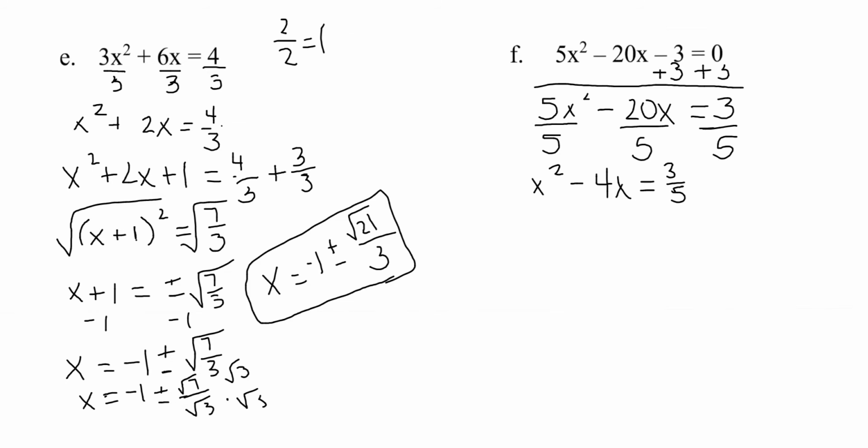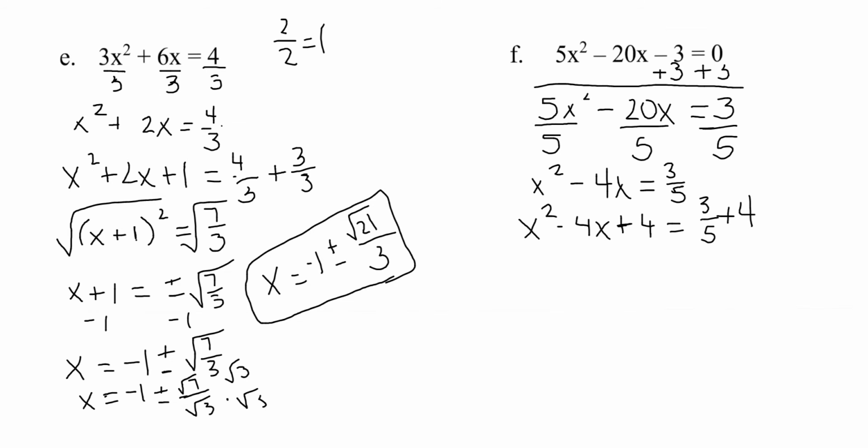And then I have to find out what I'm going to add to both sides to complete my square. Half of 4 is 2, and 2 squared is 4. So we'll have x squared minus 4x plus 4 is equal to 3/5 plus 4.